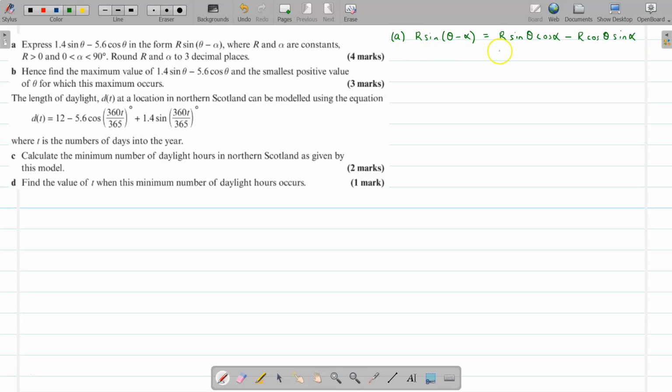So we've got to set what we've just written down to be the same as 1.4 sine theta minus 5.6 cos theta. Equating coefficients, it means that the 1.4 must be the same as r cos alpha. So 1.4 is the same as r cos alpha.